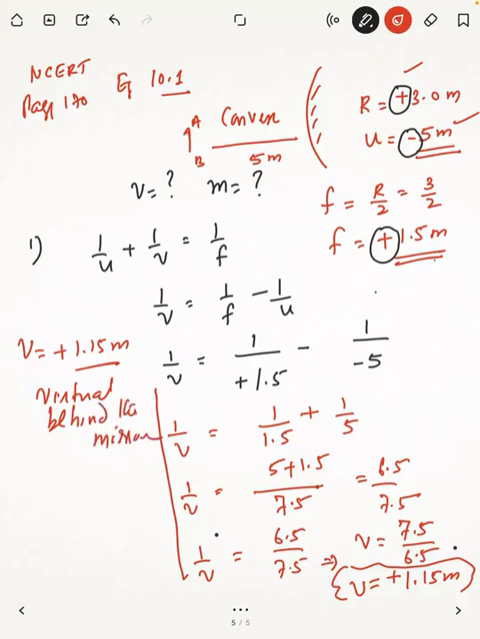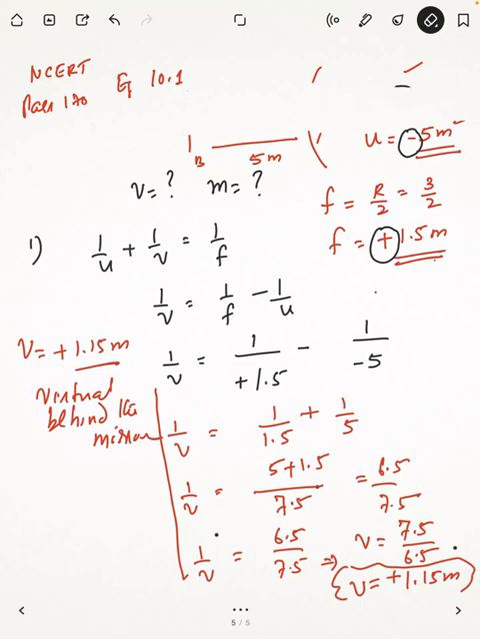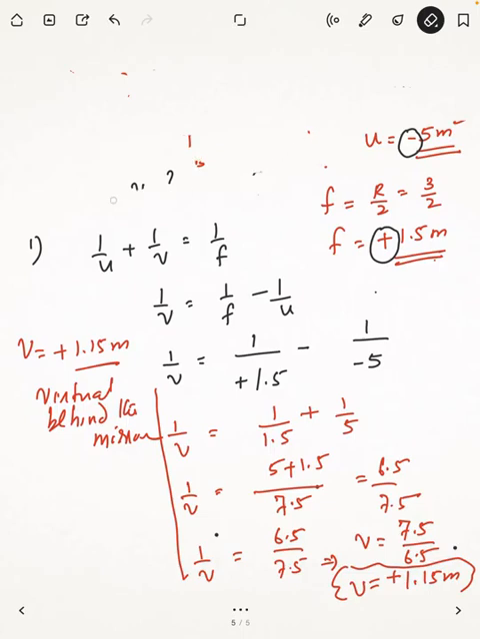Now we have to find out the size. For the size, we will be using the magnification equation. So here on the top I will be using that. Magnification is given by the term m equal to minus v by u. That equation you have to use. M is equal to minus v by u.